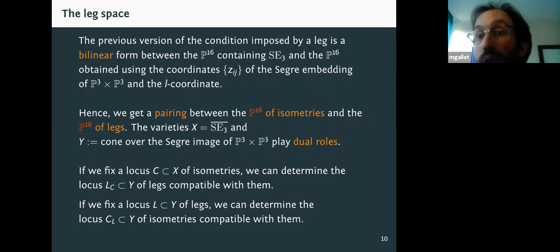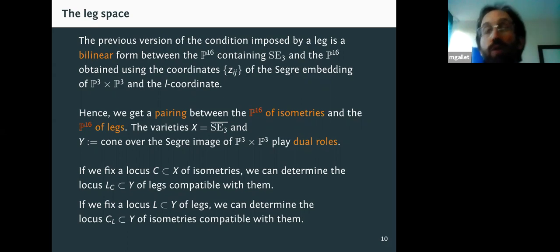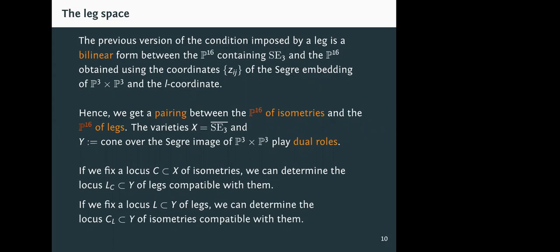Can you describe the locus in more detail? Which locus? Because the idea is that you fix a locus. So for example, you fix a locus of isometries, namely you fix, for example, a curve of configurations. And then by computing the dual, what you get is the space of legs that are compatible with those configurations. Okay, and this locus can be empty, or can be infinitely many points, can be one-dimensional or higher dimensional. Okay, is this what you were asking?